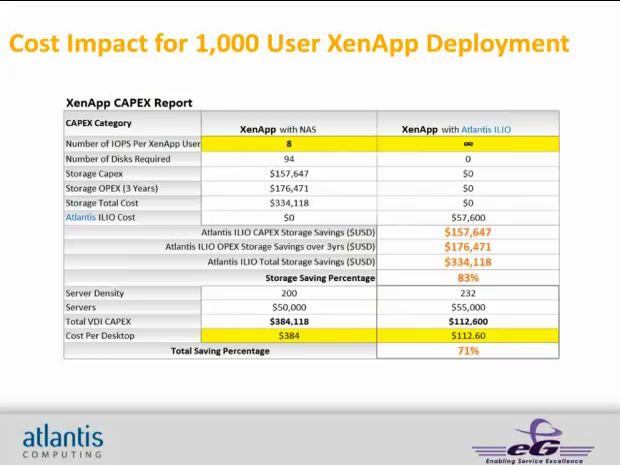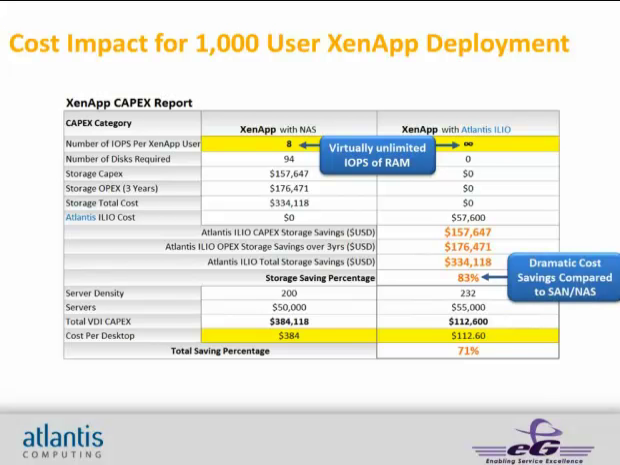I'll quickly talk to the cost impact for a 1,000 user XenApp deployment. With shared storage, your IOPS are going to be limited by the number of disks you have. So that's the number of physical SAS or SATA drives that you have in your storage array. And if there's a performance bottleneck, all users will experience a slower response time. So we've used 8 IOPS to show this calculation. On the left, as you can see, it's 8 IOPS with a NAS or a SAN. But the ILIO software is using RAM, which essentially means it has unlimited, infinite numbers of IOPS.